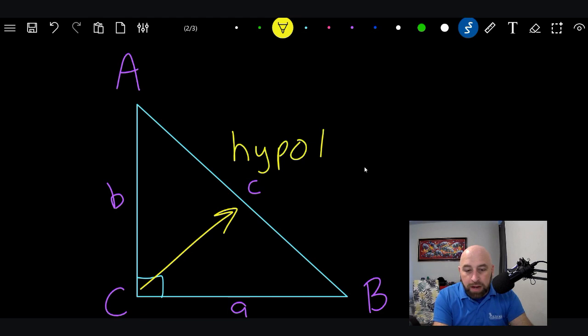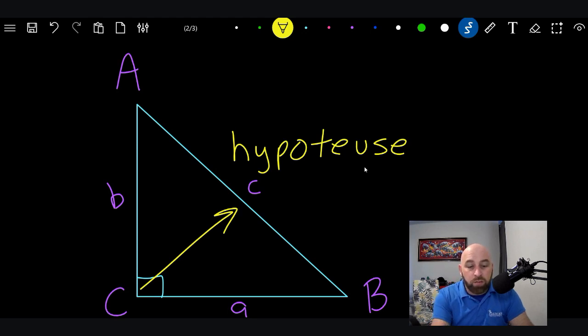This one's always called the hypotenuse. Maybe you've heard that before and you've always wondered what in the world that is. But it's the hypotenuse, right? Across from the C, across from the right angle. One thing is true about every right triangle: the hypotenuse is always across from the right angle. You can never have a hypotenuse connected to the right angle.